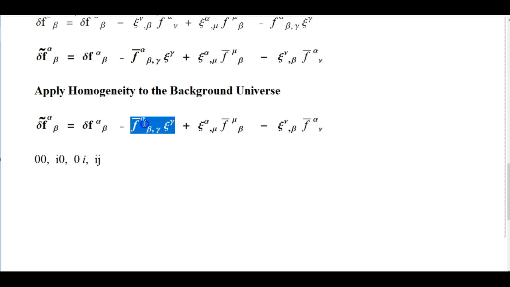So if we contract this expression, this term on gamma, then only the 0 index will survive. The partial derivative of f bar alpha beta, the value in the background universe, with respect to x, with respect to y, with respect to z, will be 0. So upon contraction, only the 0 index will survive.